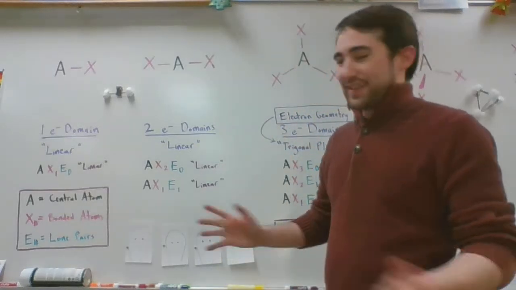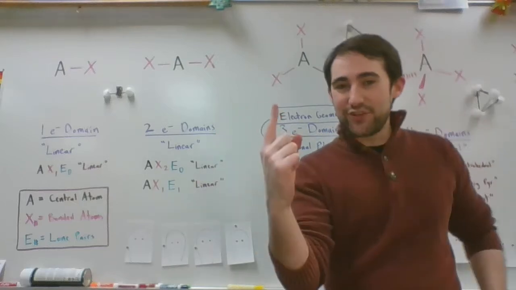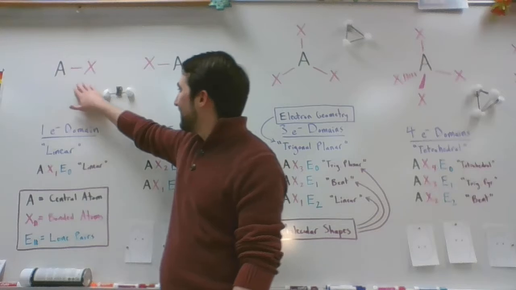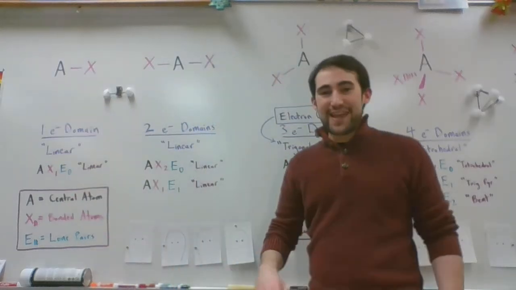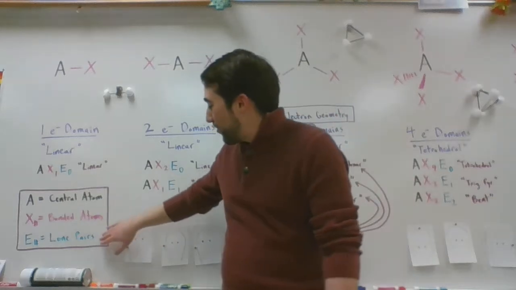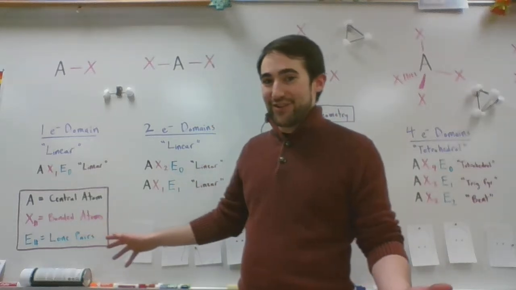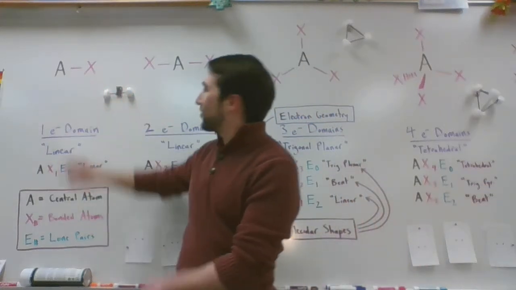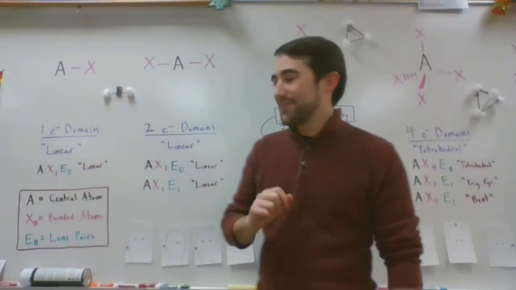Okay, so for instance, if we just take one central atom and bond one atom to it, something like this, that central atom only has one electron domain around it. Okay, a bonded atom or a lone pair counts as an electron domain. So in total, just one electron domain from one bonded atom.